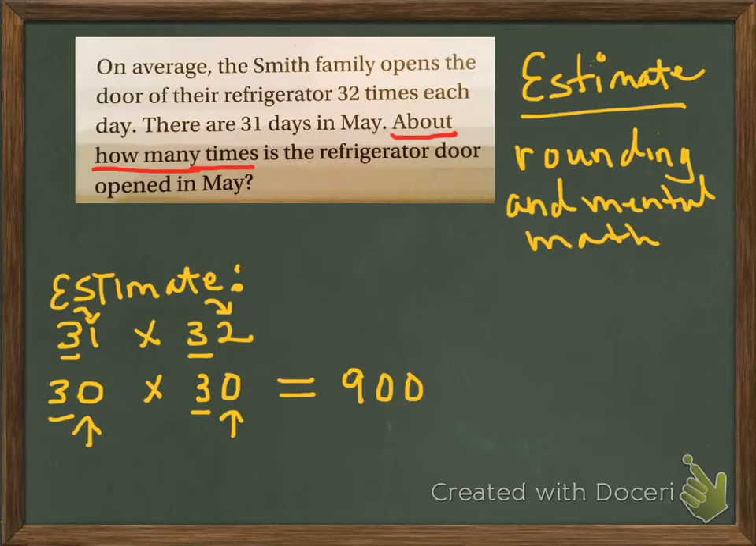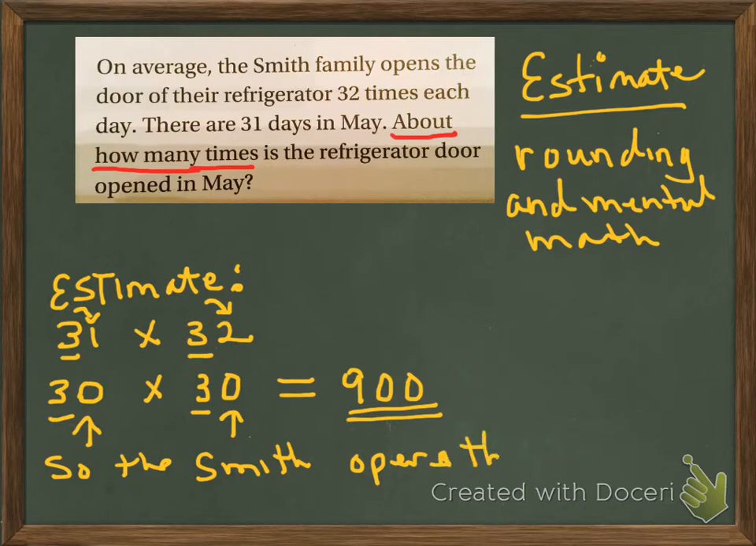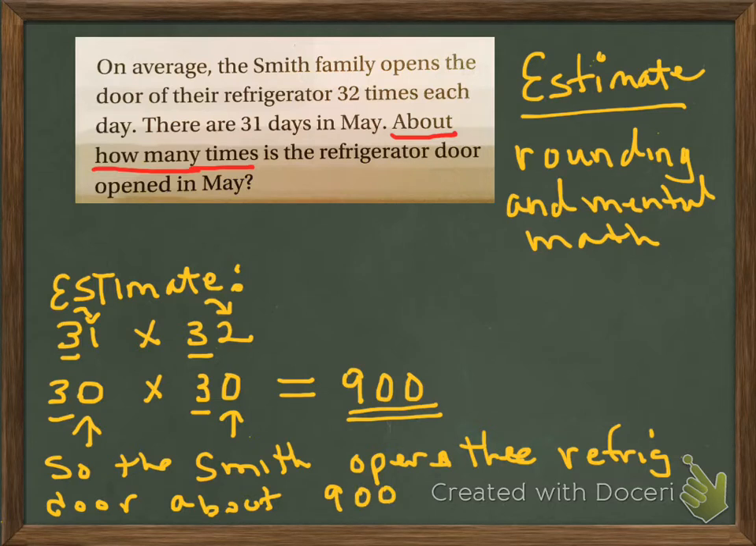So let me ask you this. How many times did the Smith family open the refrigerator door during the month of May? About how many times? I would say the Smith family opens the refrigerator door about 900 times during that month of May.